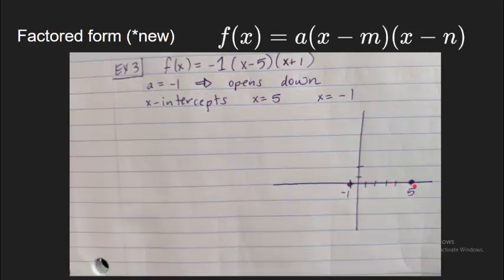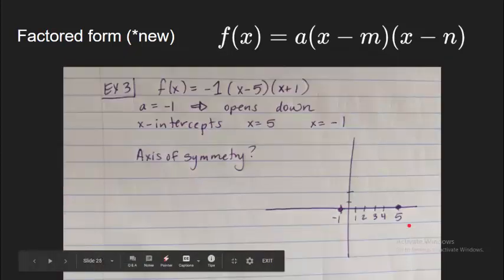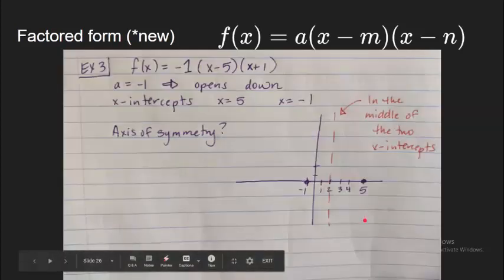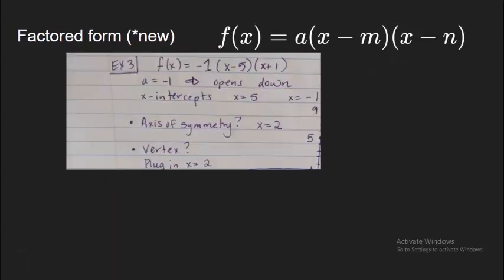There they are. Where is the axis of symmetry going to be? Well, you might guess it goes right in the middle, so it's going to be 3 spaces away from the 5 and 3 spaces away from the -1. Right there in the middle of the two x-intercepts. So here we go. Our axis of symmetry is x equals 2.